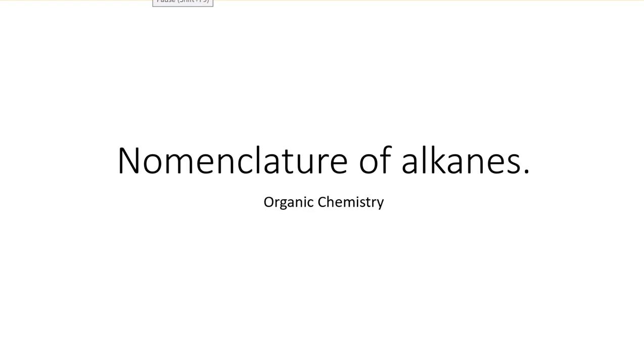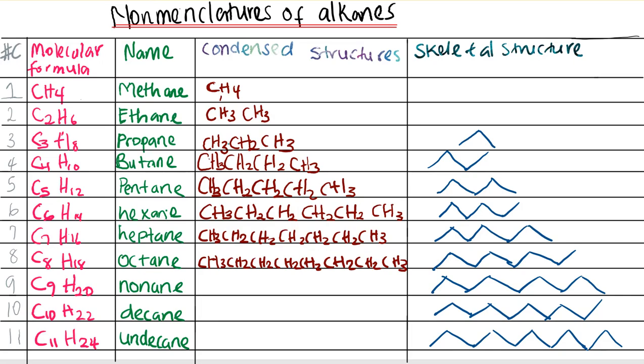Hi, I'm going to be talking about the nomenclature of alkanes in organic chemistry. I have a hand-drawn table here that shows the number of carbons, the molecular formula, the name, the condensed structure, and the skeletal structure. The names of these alkanes are very important for you to know for your organic chemistry 1 and for those of you who are going to be doing organic chemistry 2.